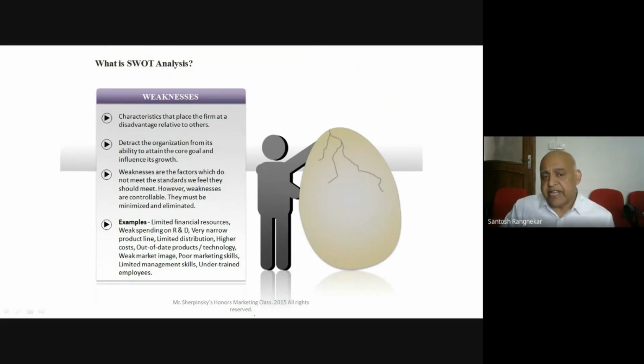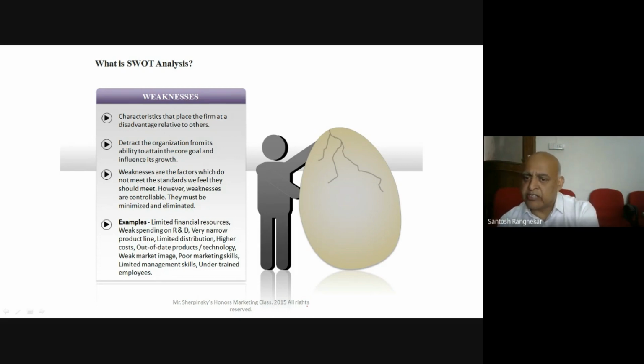Now, when we are talking about weaknesses, every coin has two sides. One is positive, the other is negative, head or tail. So these are characteristics that place the firm at a disadvantage relative to others. The advantages are what we identified as strengths. But weaknesses are the factors which do not meet the standards, and therefore it is important that we make them meet the standards whenever we know the weaknesses. Knowing the weaknesses is not a problem, but not working on the weaknesses is a problem.